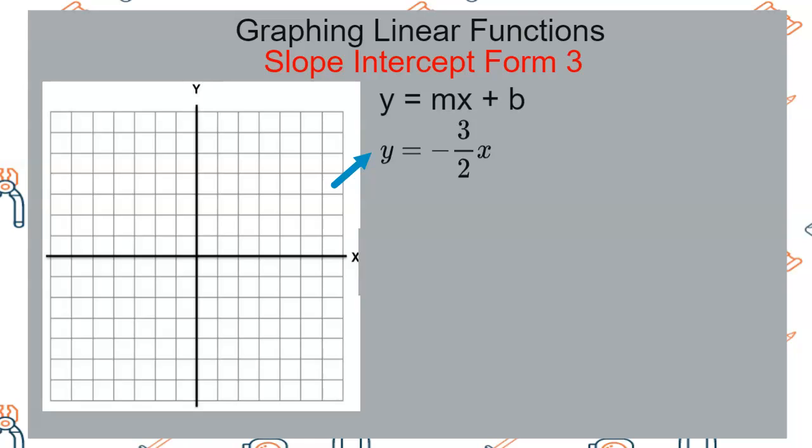In this example, we have no number representing our b. And since we have no number, this represents 0 in math. So our y-intercept in this example will be (0, 0). So we'll put our first point here.